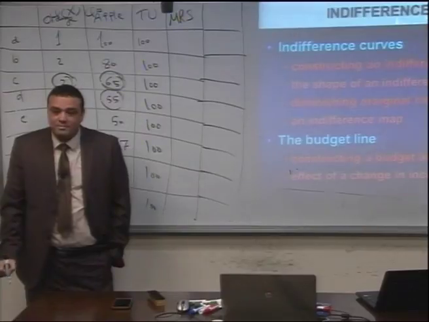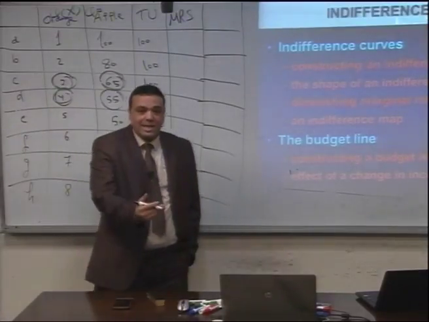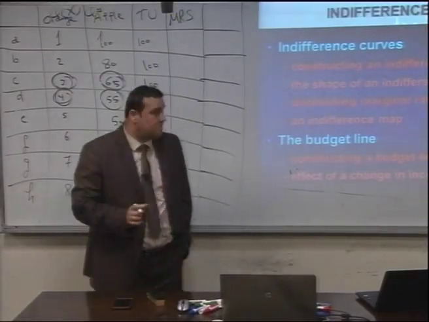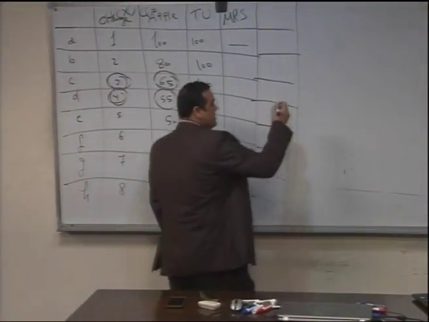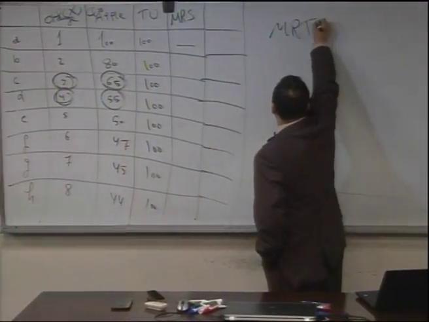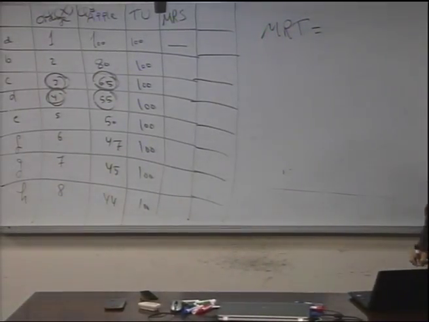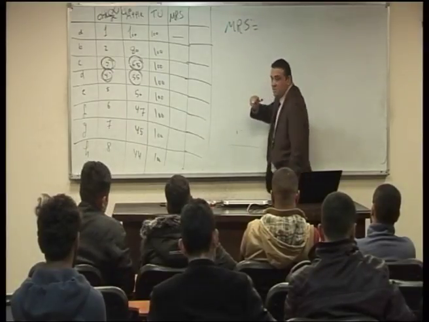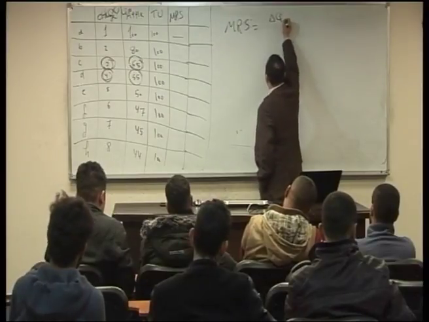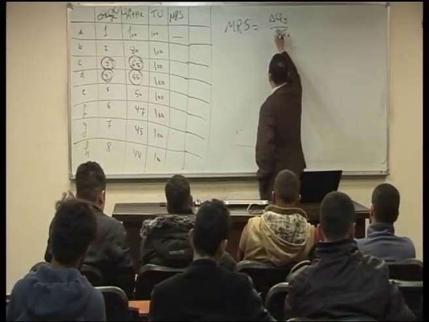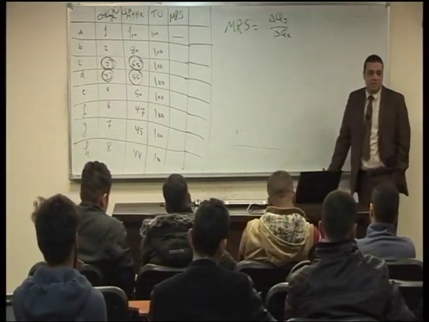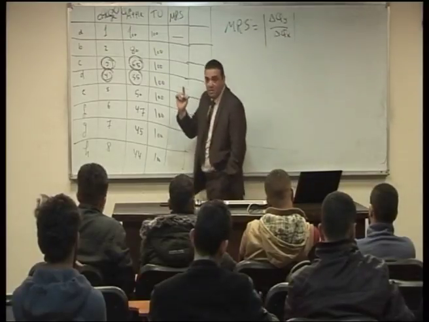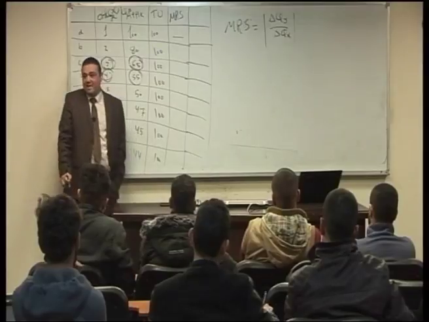معدل الإحلال الحدي. We substitute one good for another to keep the same total utility, or the same total benefits. So the marginal rate of substitution, not transformation, equals delta Q Y over delta Q X, the change in quantity of Y over the change in quantity of X, in absolute value. It's always negative, but I take the absolute value.